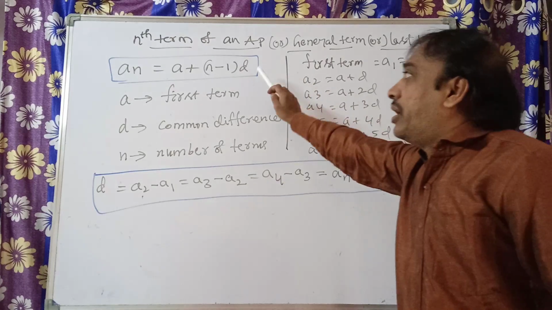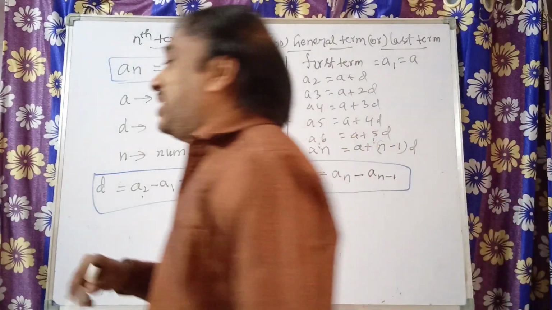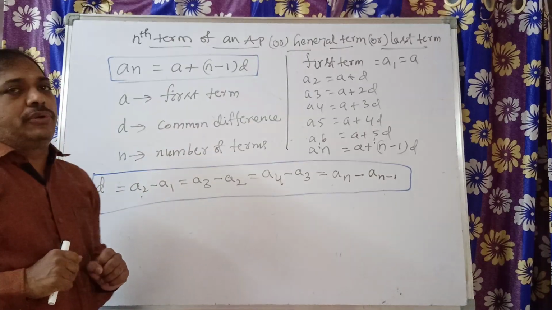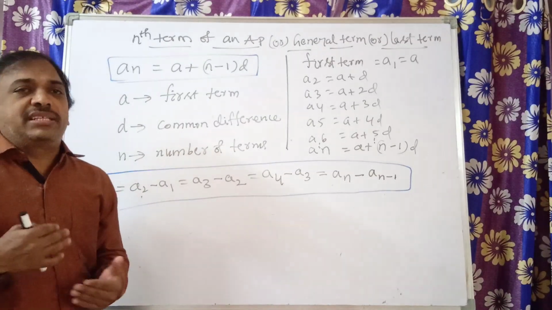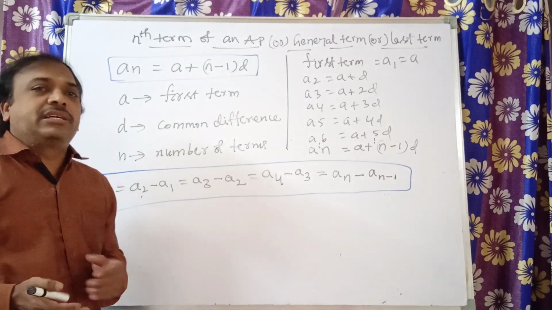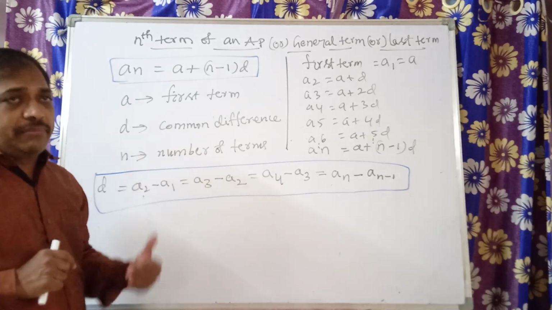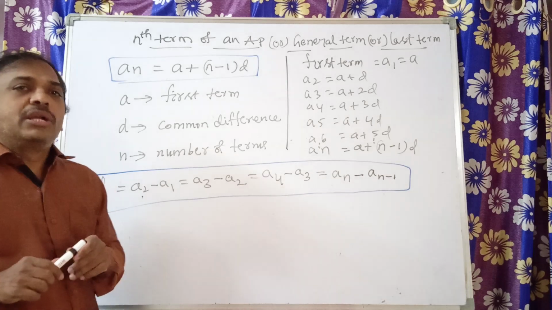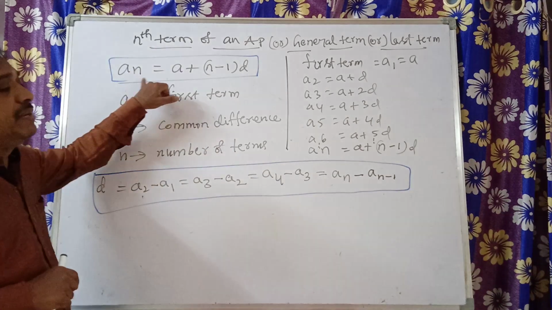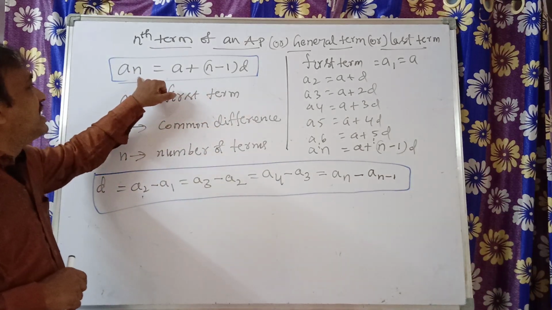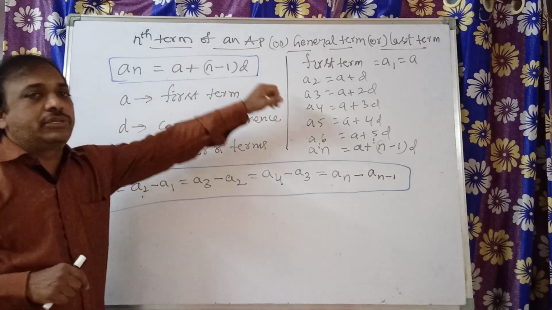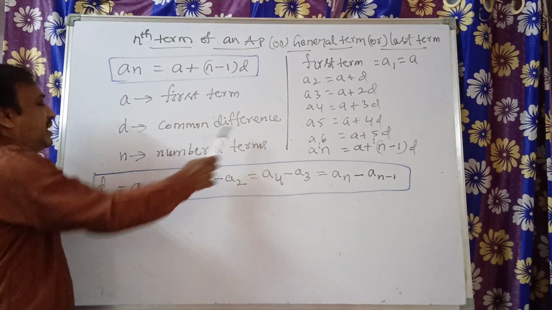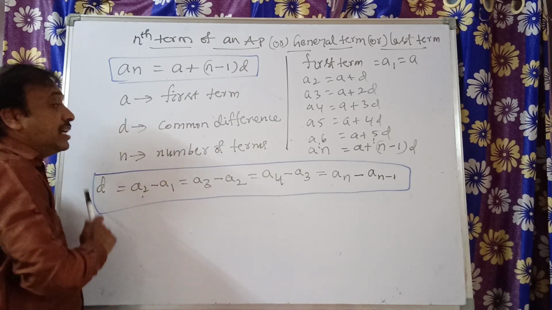This is very, very important, and it plays the main role in arithmetic progression: to find the number of terms in the sequence, or to find the 10th term, or sometimes they give the second and fourth term and you need to obtain the first term and common difference. So this plays an important role. That is, An is equal to a plus n minus 1 into d, where a is the first term of the sequence, d is the common difference, and n is the number of terms.